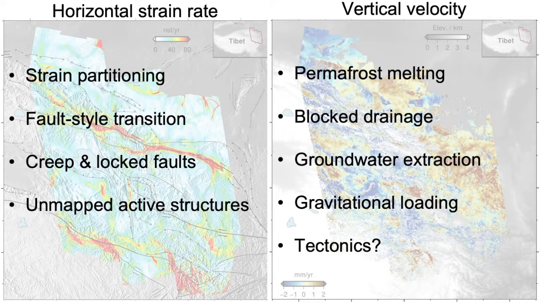On the other hand, the vertical velocities contain signals from a wider range of sources, including climatic, hydrologic, and anthropogenic, which makes dynamic modeling studies more challenging if they require vertical velocities as constraints.